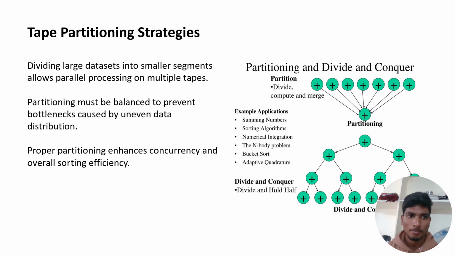Next we have tape partitioning strategies: dividing large datasets into smaller segments, allowing parallel processing on multiple tapes. Partitioning must be balanced to prevent bottlenecks caused by uneven data distribution. Proper partitioning enhances concurrency and overall sorting efficiency.